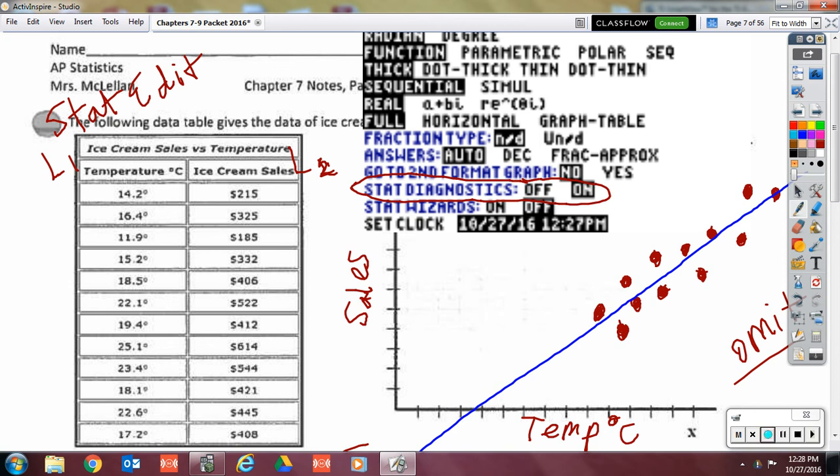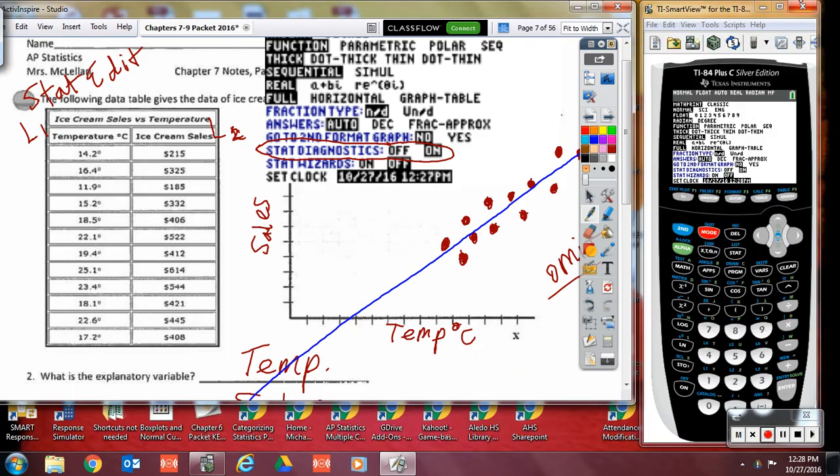So if you go to mode and you have this option, that's easiest for you, turning the diagnostics on. Now the rest of us, though, who don't have that as an option, we'll have to go and look in the catalog.